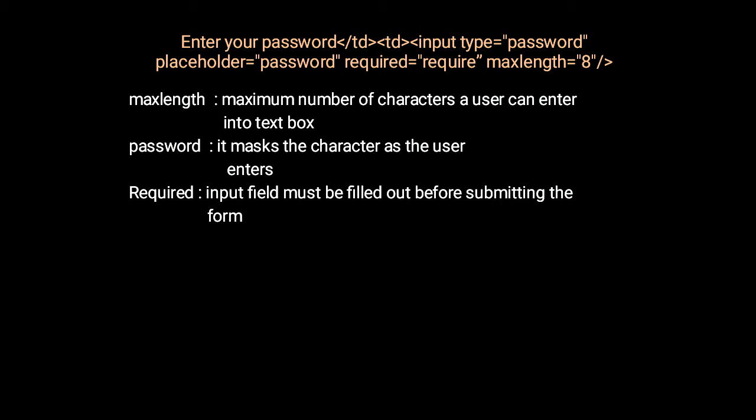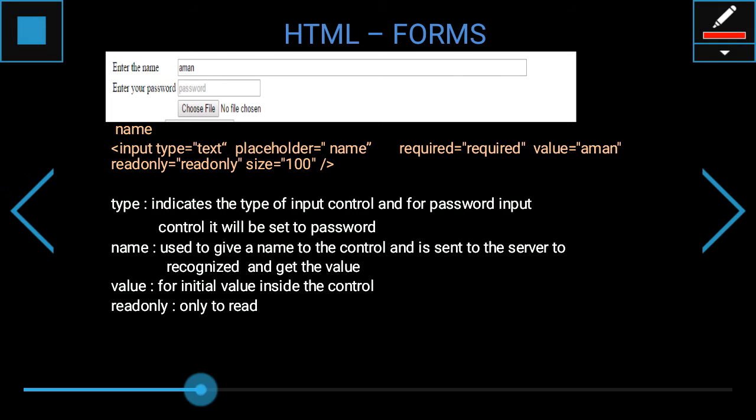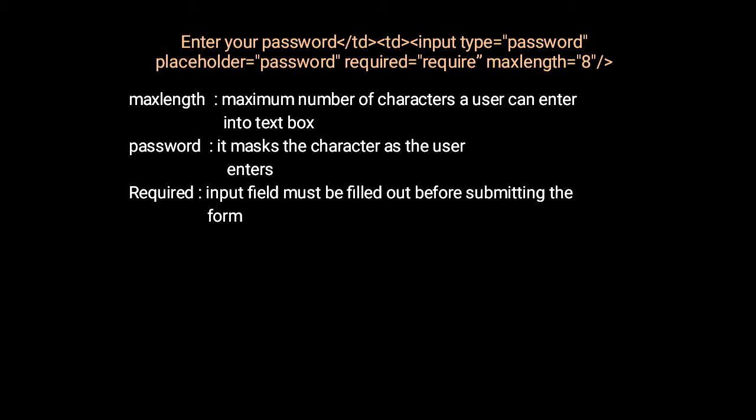So it is just doing the same work it was doing in the previous slide. As you can see here, the password is visible in a blurred format. So now again required equals required. I have put that, again an attribute, that it is very compulsory in this form to put your password, or else the form won't get submitted.